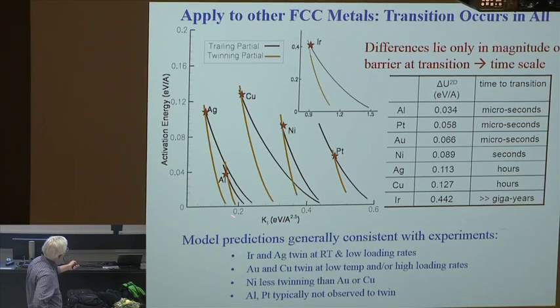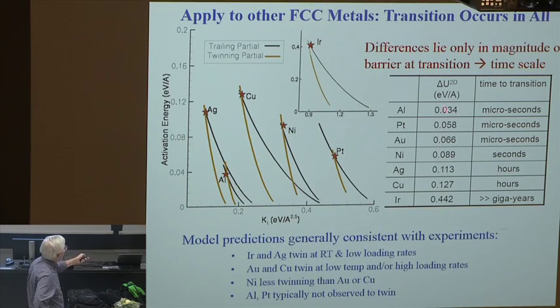So in all of these cases, at 0 temperature MD, when the activation barrier is near 0 at low temperature, we predict twinning occurs before partials. Twinning, partial, twinning, partial. But they all have this crossover. And the crossover occurs at some typical barrier value. In aluminum, it occurs at a low barrier. In iridium, it occurs at a huge barrier that's off scale.